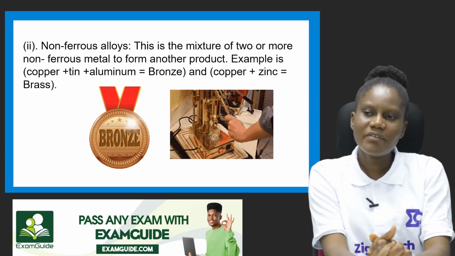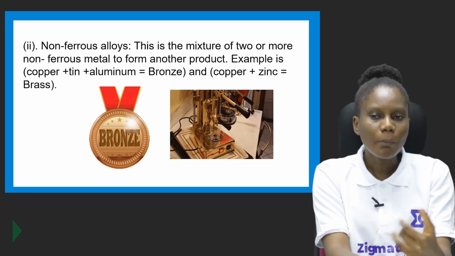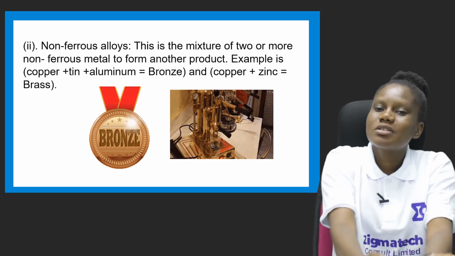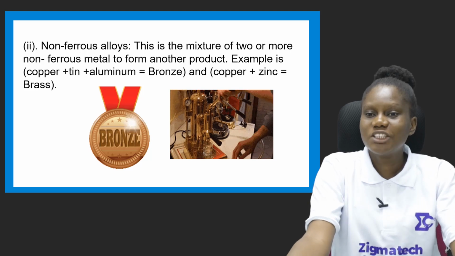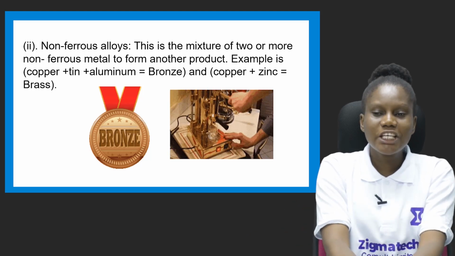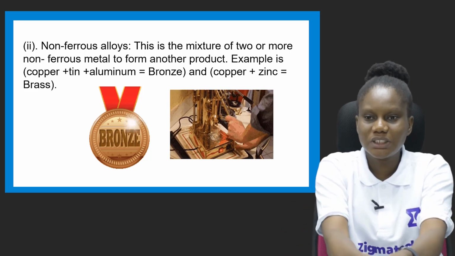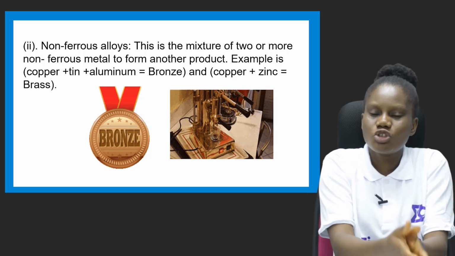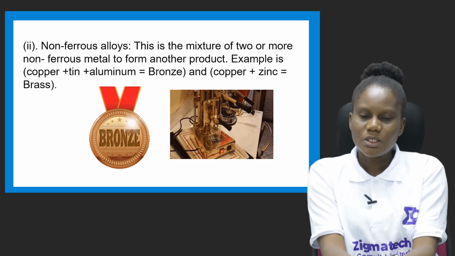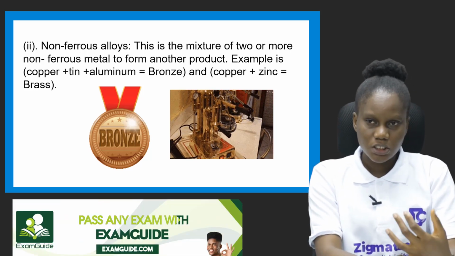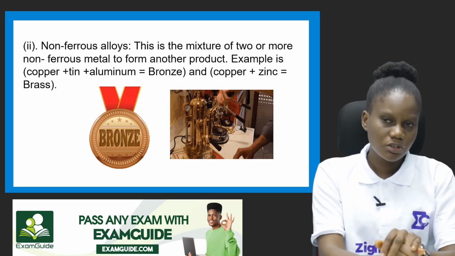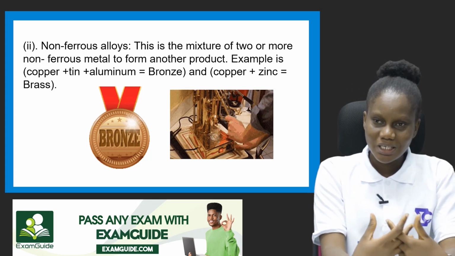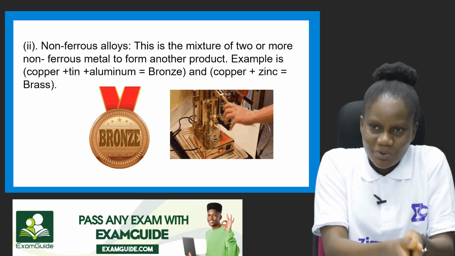So we have an example. When you mix copper plus tin plus aluminium, it gives you bronze. So bronze is a non-ferrous alloy. When you take your magnet towards it, it's not going to attract it, it's not going to pull it toward itself. So it shows that it is a non-ferrous alloy. Copper itself is a non-ferrous metal, tin is a non-ferrous metal, aluminium is a non-ferrous metal, and when you mix these three together, it gives you a non-ferrous alloy.